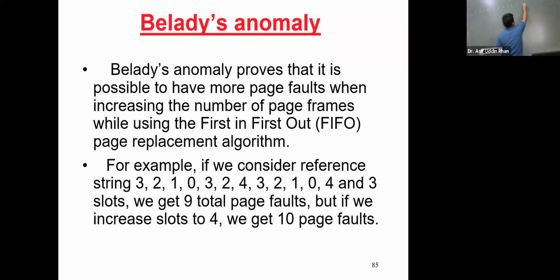Four and three. So these are the pages. So you have to first take 3 frames and then you have to take 4 frames. So this is up to 4. Okay, up to 3 frames. For 3 frames, page fault is 9, and for 4 frames, page fault is 10.